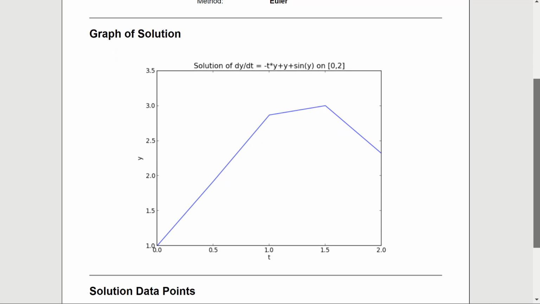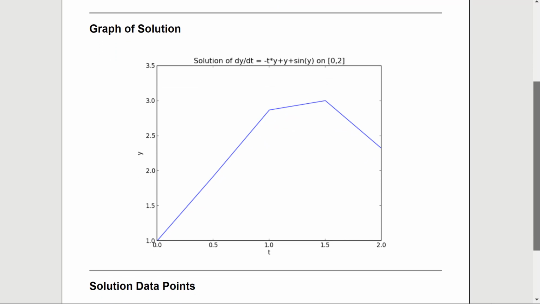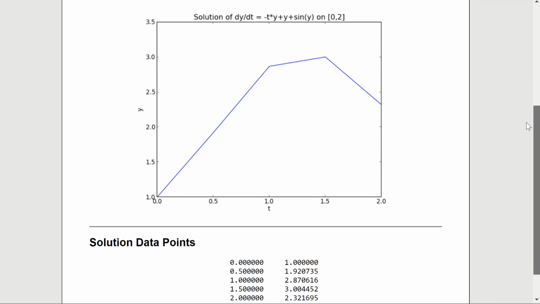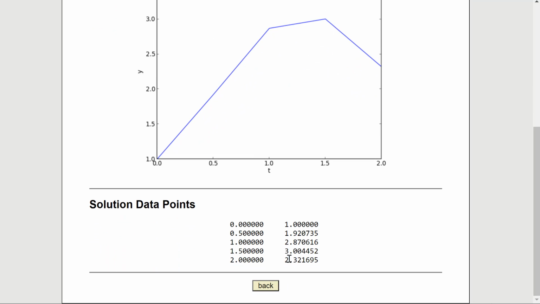There is a graph of the solution, so like I was drawing with some little line segments connected with each other, approximating a curve. And then down here at the bottom, solution data points. So it's not labeled, so you just want to be clear about what these values are.